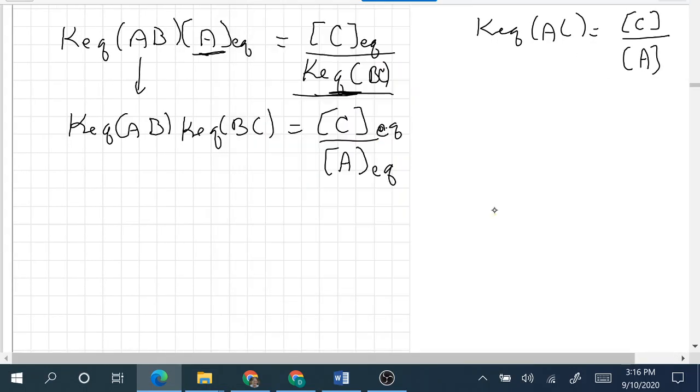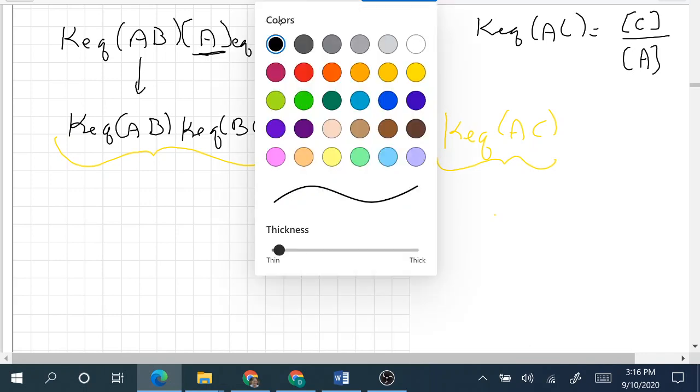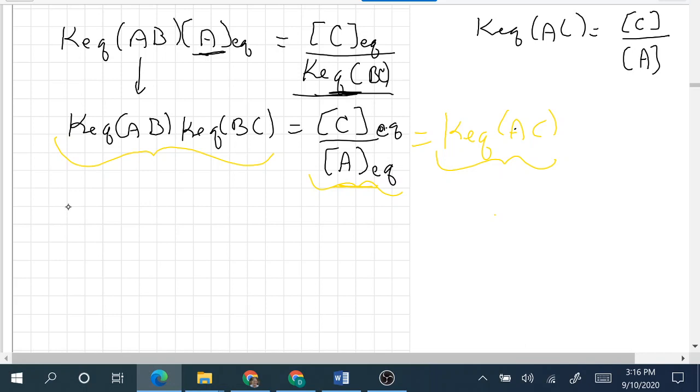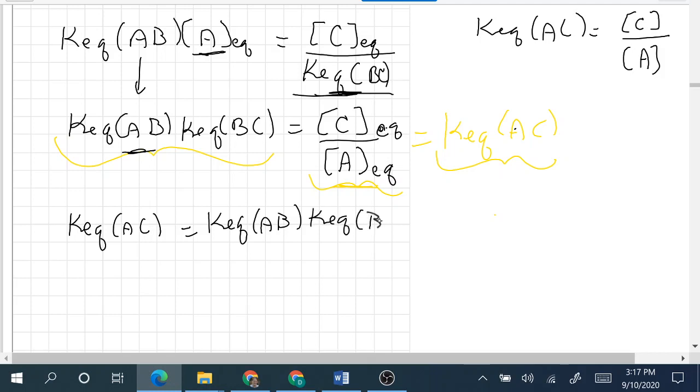Let's get a different color here. We're looking for C over A because C over A is equal to KEQ AC, right? Okay, but if C over A is equal to KEQ AC, then this must also be equal to KEQ AC, right? So we can say that KEQ AC is equal to KEQ AB from here times, try to keep this as neat as possible, times KEQ BC, okay?